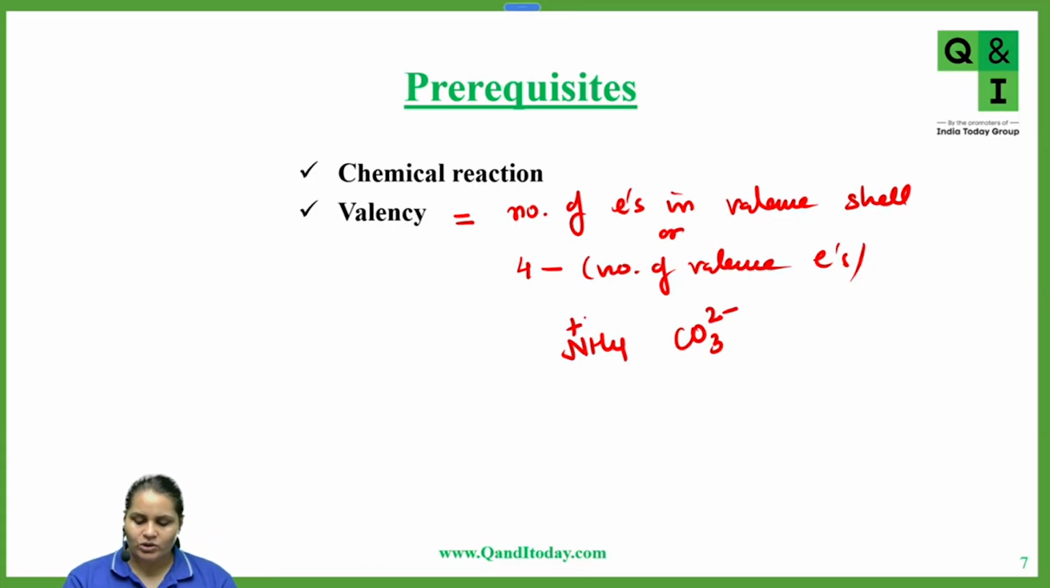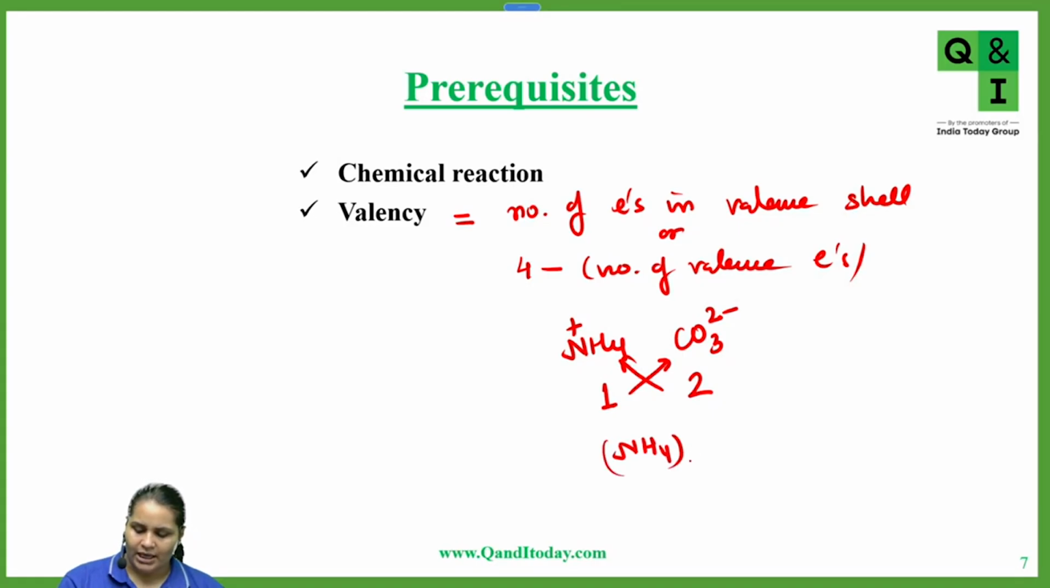So ammonium has a +1 charge. So that's the valency of ammonium. Carbonate has a 2 negative charge. So 2 is the valency of carbonate. I will use the crisscross method and I get the formula (NH4)2CO3. Understood? Yes. Okay.